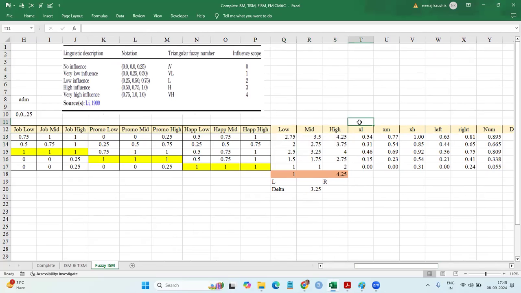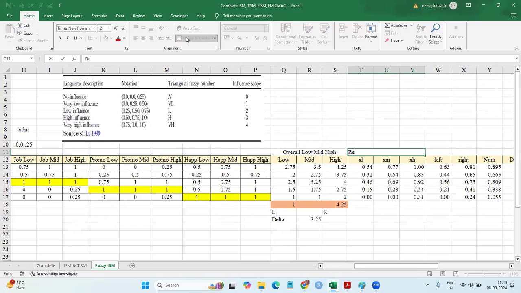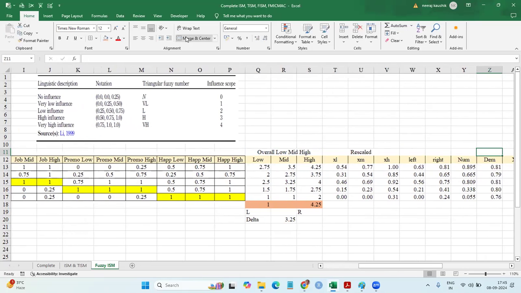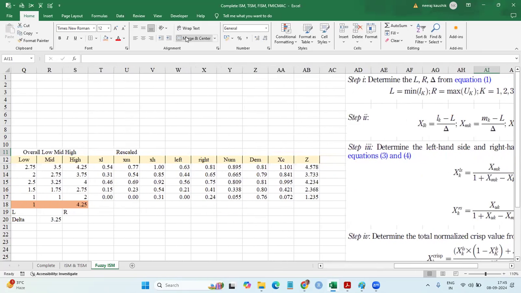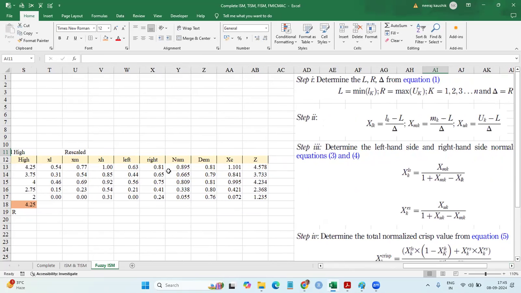So let me write on the top. This is overall low, mid, and the high values. The next three values are the rescaled values. The next, left and right, I computed. Here is the formula given. So for the left, use the formula. The formula is the middle value, that is U13, divided by 1 plus the middle value minus the low value, that is T13.